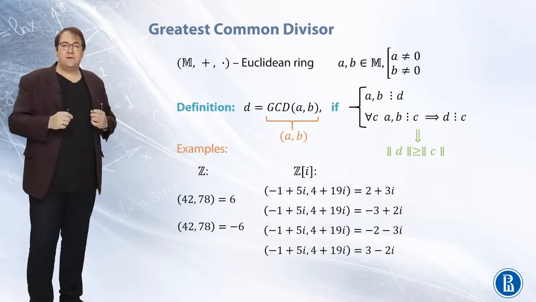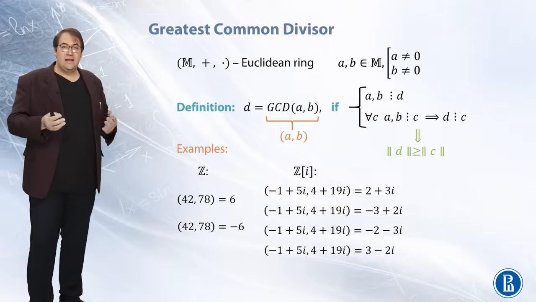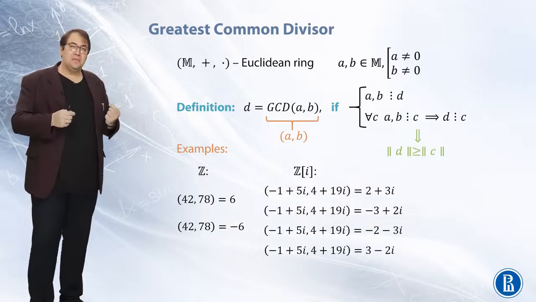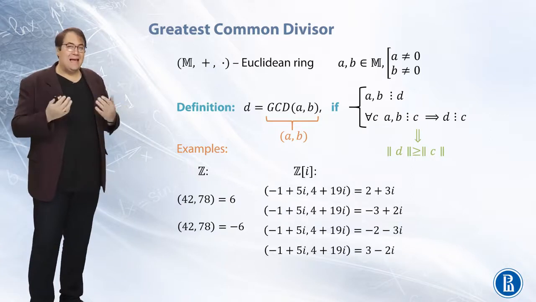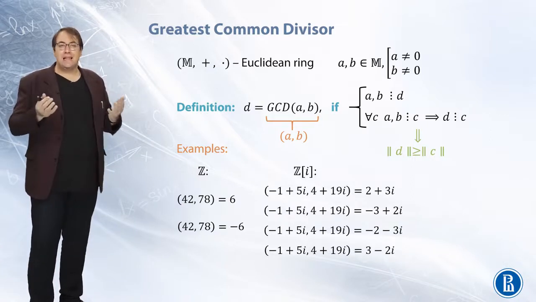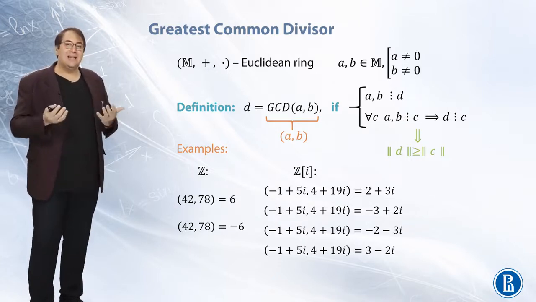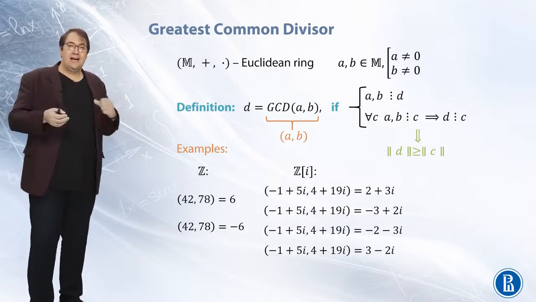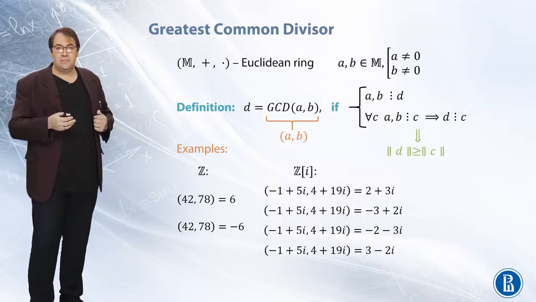And you may have noticed what is the connection between these greatest common divisors. They are associated to each other. One can be obtained from another by multiplying by a reversible element of the ring. Well, reversible elements in the ring of integers are 1 and -1. And reversible elements in the ring of complex integers are 1, minus 1, i, minus i, where i is the imaginary unit.